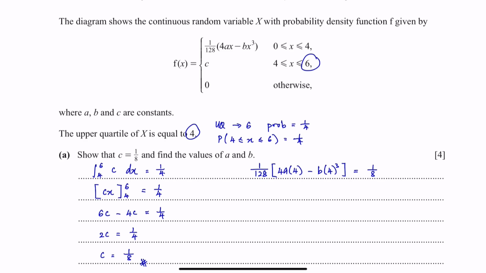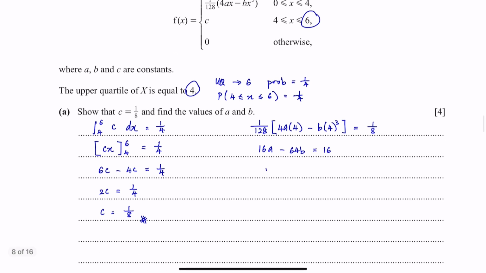Alright, so now we can just simplify it. We have 16a minus 64b equals 16, so a minus 4b equals 1. This would be our first equation.